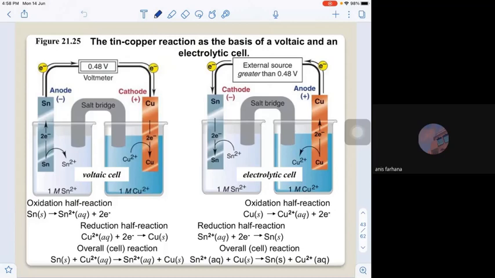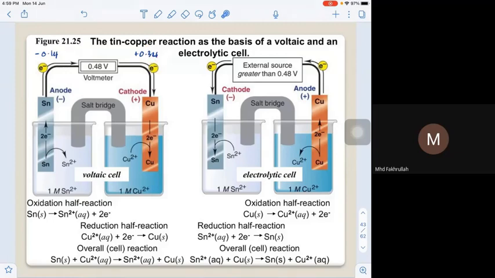Negative 0.14 for Sn and positive 0.34 for copper. Be careful, there are two copper reduction equations there. The first is Cu2+ turns to Cu+, and the second is Cu2+ turns to Cu solid. Our half cell here is Cu2+ turns to Cu solid, so we use the second one with the E naught value of 0.34.